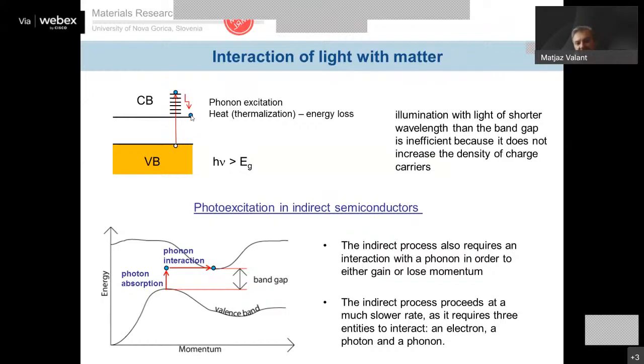Now in terms of that, we also see some benefits of indirect semiconductors. Now, as we said before, the excitation process is much more complex than in the case of a direct semiconductor. And consequently, the relaxation process is also much more complex and less probable. So we have some chances to keep this electron excited for a longer time.